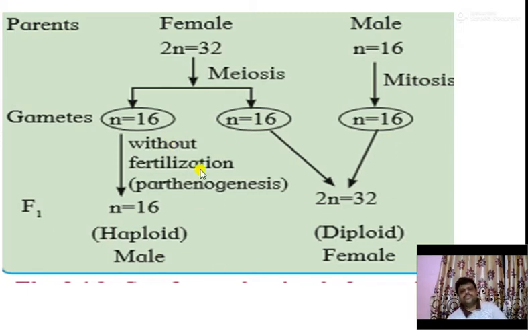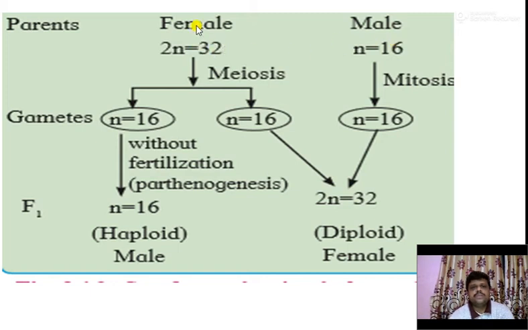Sex determination in the honeybees. Okay, so this is female, and this female is diploid, and this male is haploid. So this male possesses one set of chromosomes, that is 16 chromosomes, while the female is diploid, which possesses 32 chromosomes. Total number of chromosomes is 32, while males have 16 chromosomes. So males are haploid and the females are diploid.